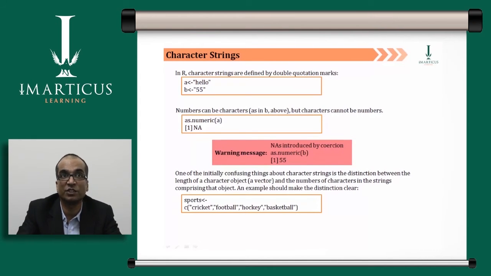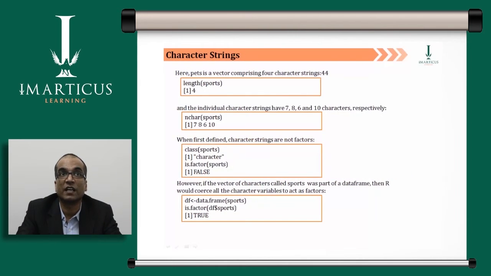So when you say length sports, it gives you 4, right? So it's basically the count. And now if you say nchar, that is the number of characters in sports, so it will extract the number of characters in each of those words. So the first one will have 7, the second one will have 8, the next one 6, and the last one has 10 individual characters.